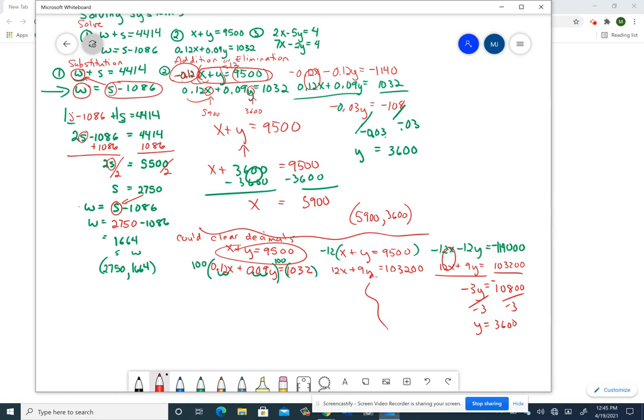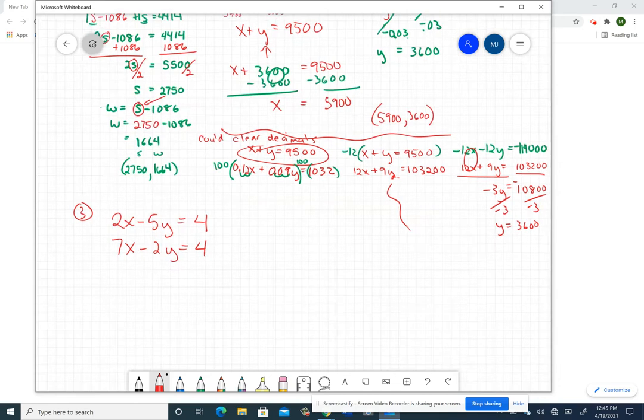All right, so let's look at number 3. Here we have 2x minus 5y equals 4, and 7x minus 2y also equals 4. So I'm doing this third example. All right, so let me give myself some room.